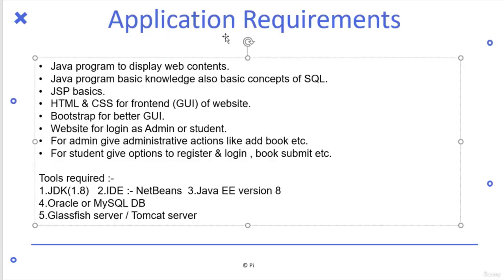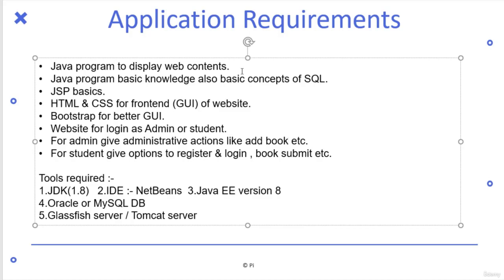Our application requirements: a Java program to display web contents. You should have some basic concepts of SQL also. You should know about HTML and CSS. I'm not going to explain each and every tag in HTML. I'm using Bootstrap for a better GUI. We need one website to log in as admin or log in as a student. Admin is the librarian part here. Admin actions include administration, like adding a book. Students should be able to register and log in, submit books, and anything related to the library. I'm going to tell you that further.